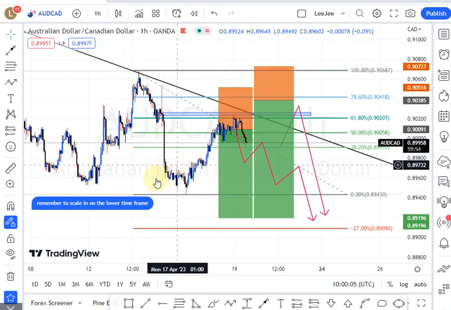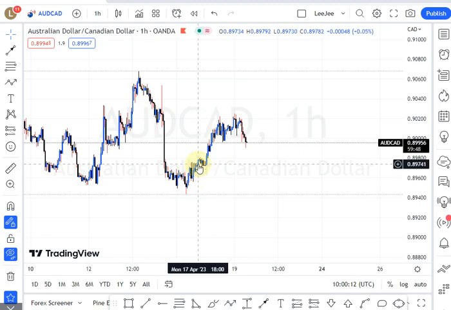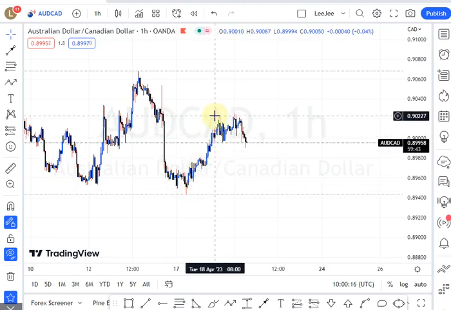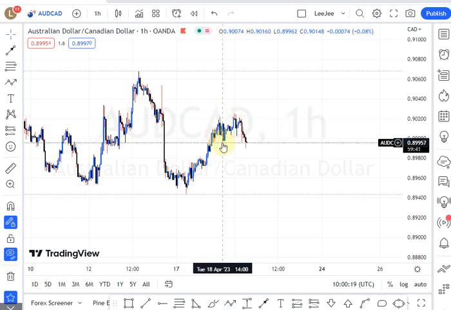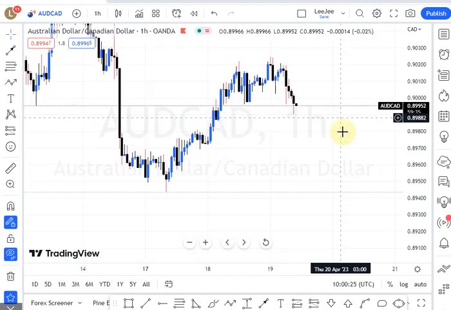You can see now price has started going down. Maybe this was just, let me show you price, this was just another trap. Price went up, then I believe bulls saw that this is a new higher high, so they took some buys. You can see this was a trap because they did not know the general direction.